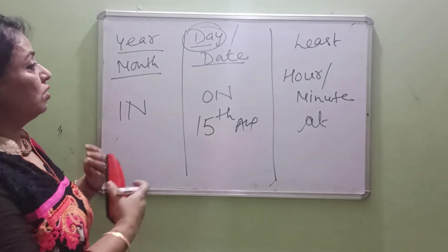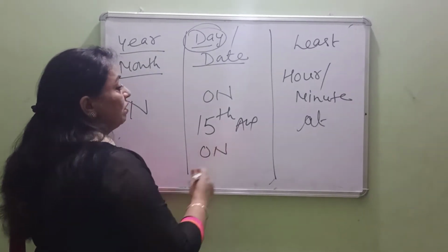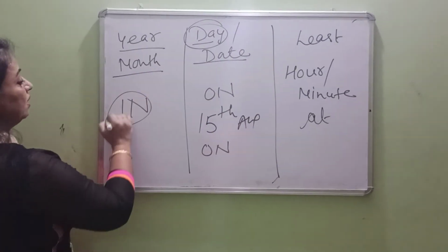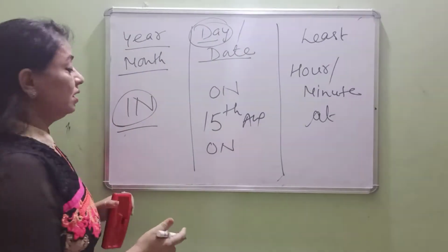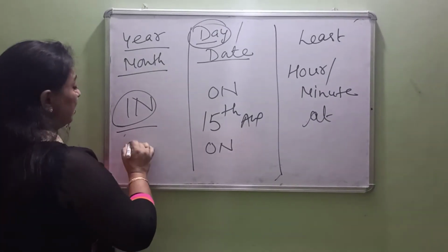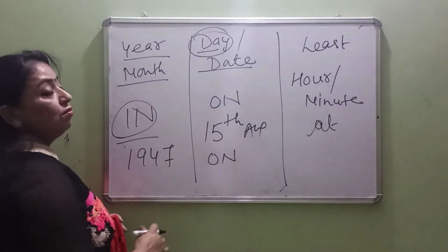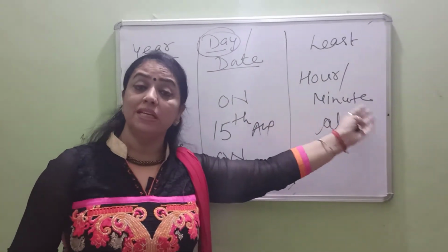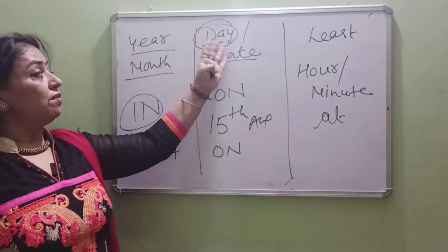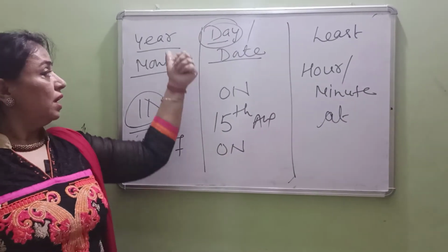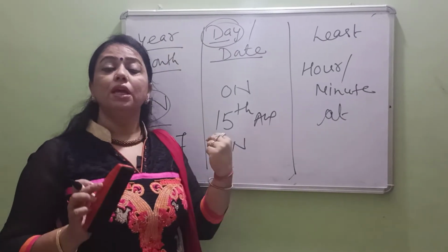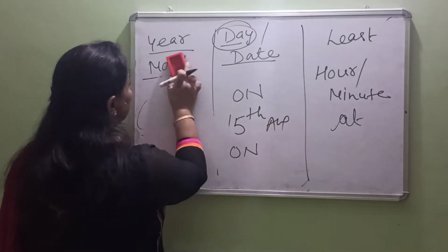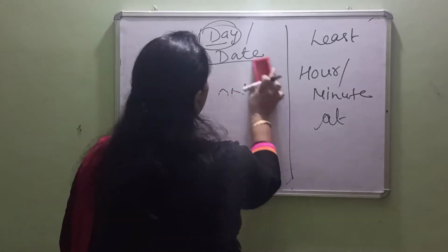Similarly, the school is going to open on Monday. So when you are given the day, it is on. Now come to the year. Again, when you are given the year, it would be in, just like India got independence in 1947. So very simple thing: wherever you are given hours and minutes, it is at. Wherever you are given day and date, it would be on, and when you come to year and month, it would be in.